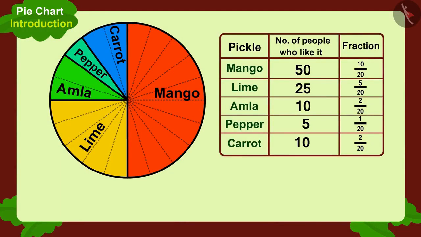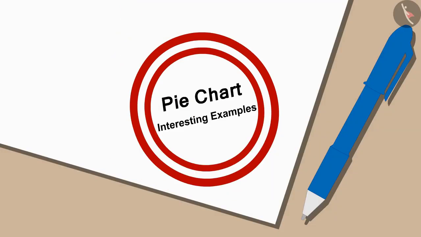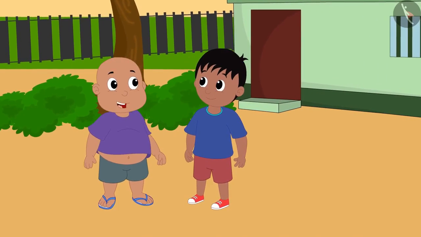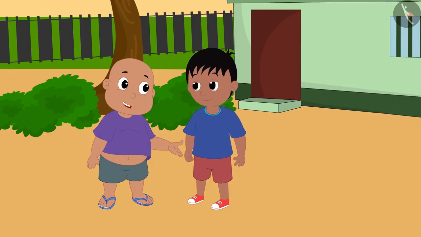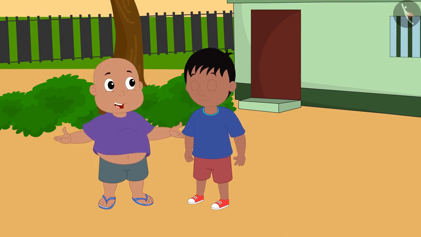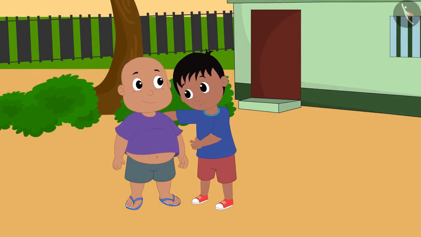Hello children! In the last video, we learned about the pie chart. In this video, we will learn more about it by some interesting examples. Raju, Mrs. Khan has told me that all the children have to wear the same color shirt for the school's annual festival. She has asked me to find out which color is most liked by the children. Come, I will help you.